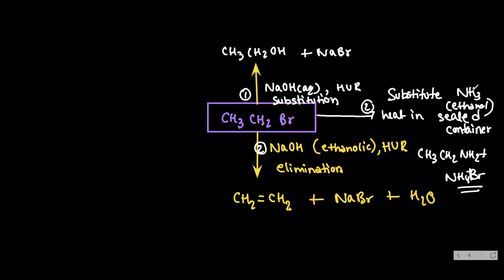Because this ammonia got rid of one of its hydrogens, and that hydrogen got accepted by another ammonia to form ammonium that reacted with Br. Now this is our ethylamine.